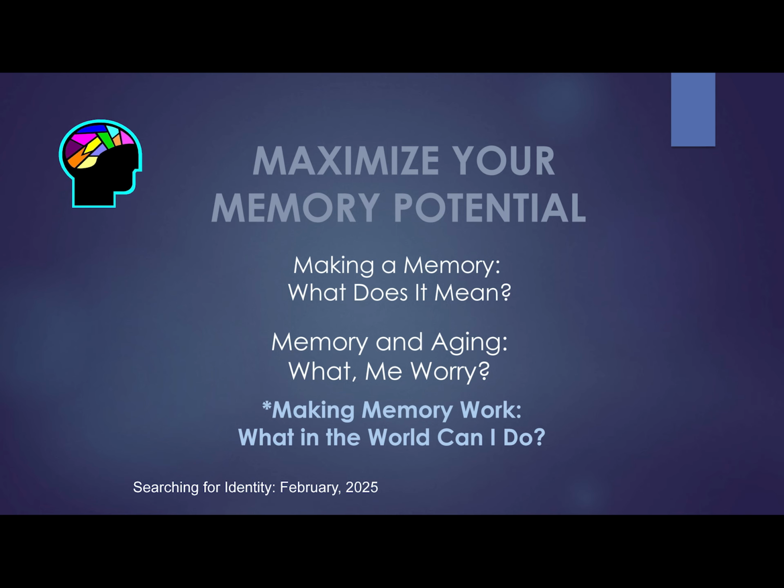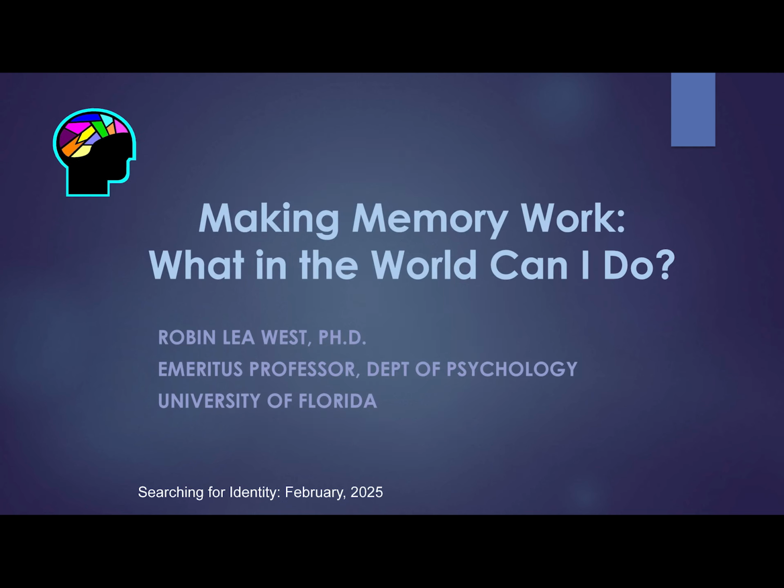The first talk we did was about making a memory with a focus on the importance of meaning in using our memories. Our second talk was on memory and aging, specifically talking about what we can do to help us do better in the context of normal age changes, which we are all experiencing. That includes me. And the third talk is today's talk on making memory work. What in the world can I do?